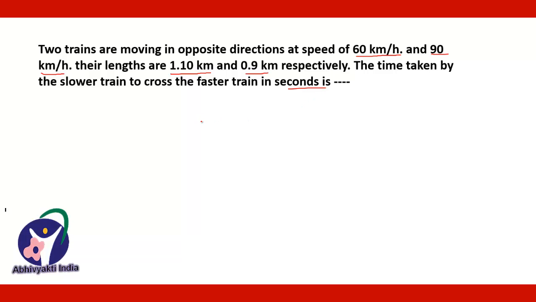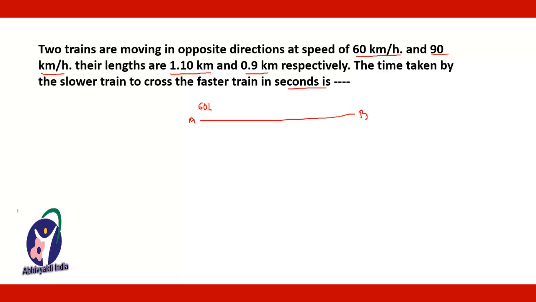Now here, friends, two trains are moving in opposite directions, let one from point A and another from point B. One with 60 kilometer per hour and the other with 90 kilometer per hour, and the lengths of both are 1.10 kilometer and 0.9 kilometer.